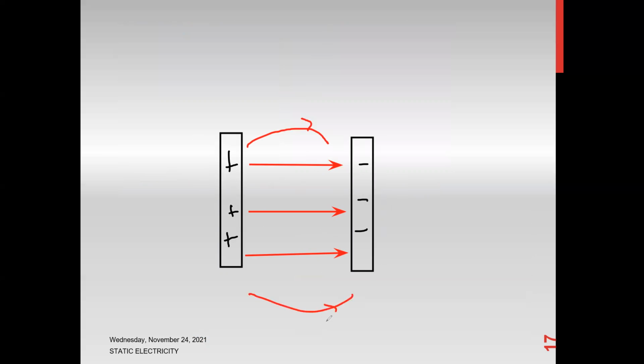Is it clear, the concept of electric field lines? Near the edge it will be curved, but between them it will be a straight line. Any doubt till this point?